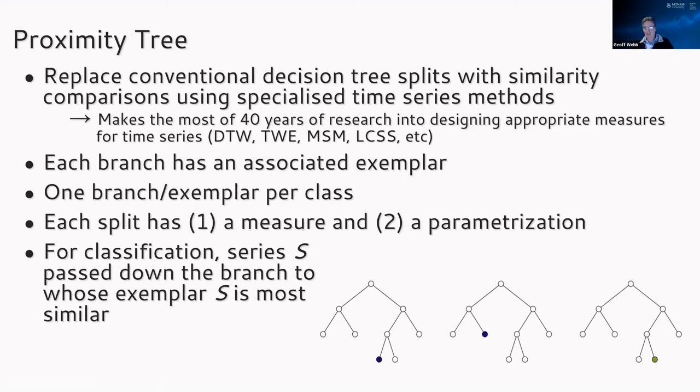Each branch is going to have an exemplar. We'll choose one exemplar per class, and so hence have one branch per class. Each node, or each split, has both a measure, so one of the 11 measures, and a parameterization of that measure, because many of the measures have parameters. And then for classification, we simply pass the series down the branch's exemplar if it is most similar until we get to a leaf, and the leaves then have associated classes.